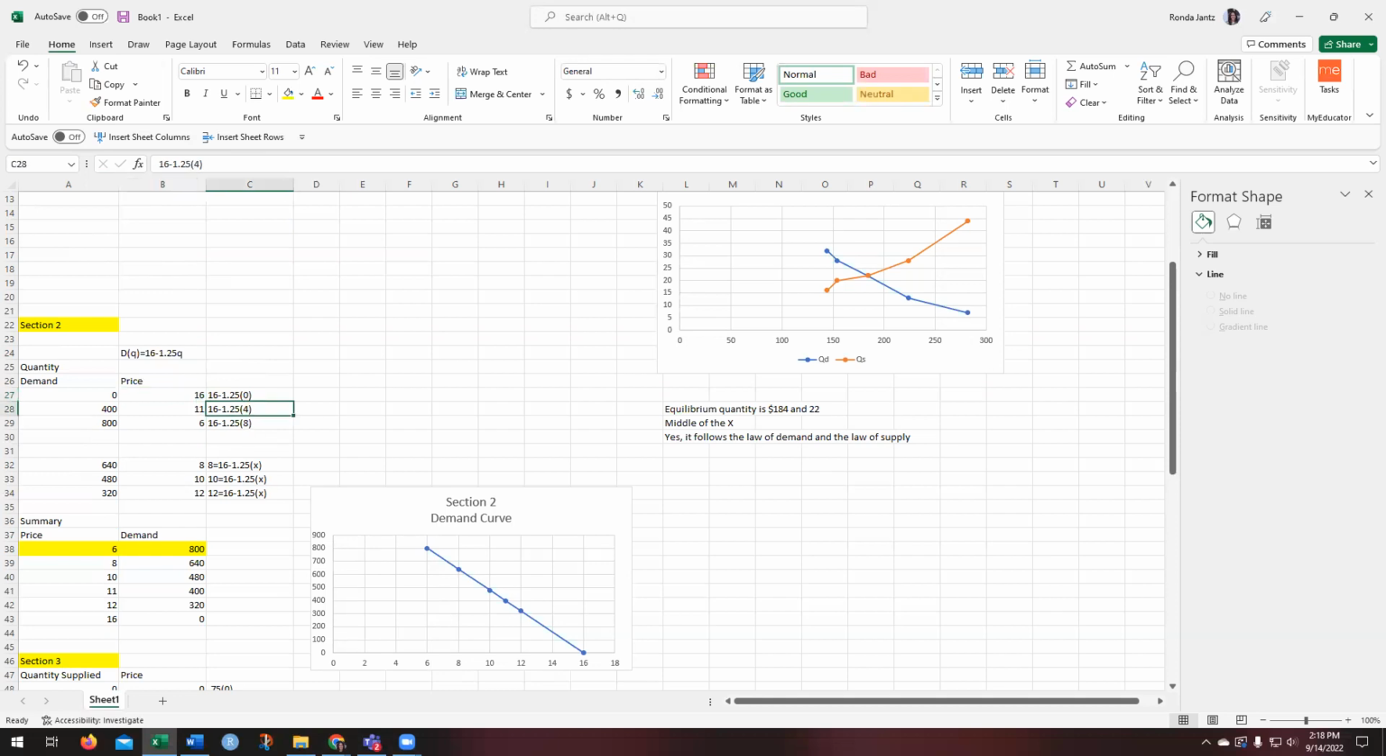The way that they have it termed here is they say that the demand is considered in hundreds. Q is the quantity demanded in hundreds. And so that's why I have 4 and 8 here instead of 400 and 800. So yours should look something like this.